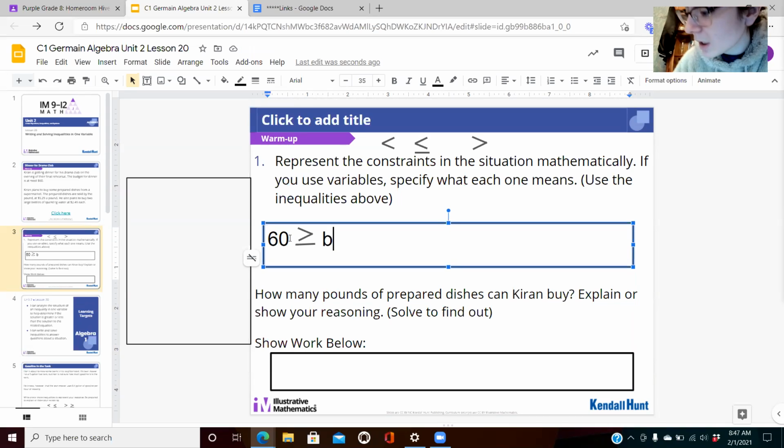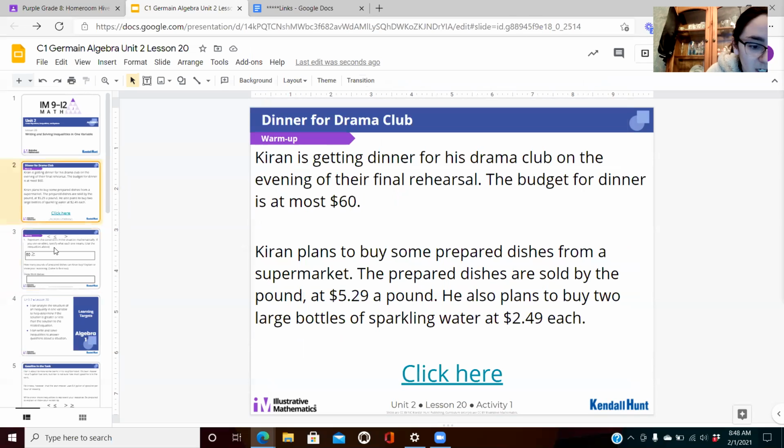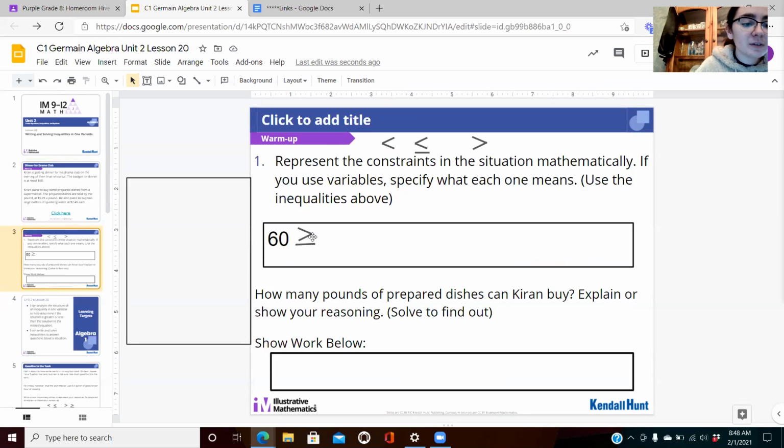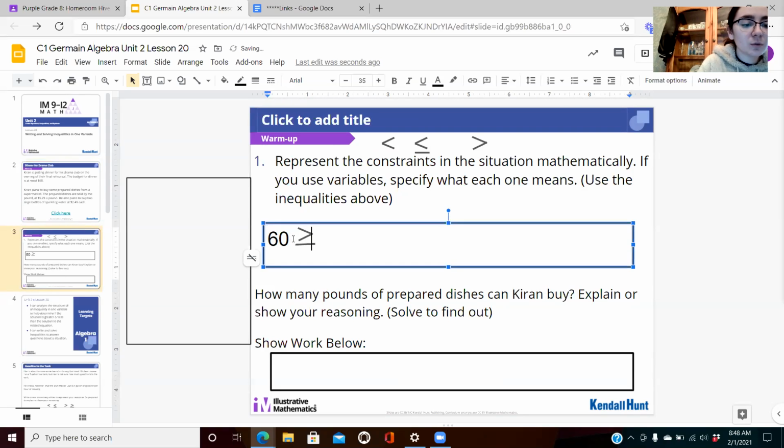What I really want to do is push us to condense these and make one or two real big inequalities that could represent the story. Yes, very good, Abby. So $60 is the most that it can cost. And we know that what we're going to add up together to be that $60 is how much per pound, Miss Charmaine? $5.29. So we're going to say $60 is greater than or equal to $5.29.